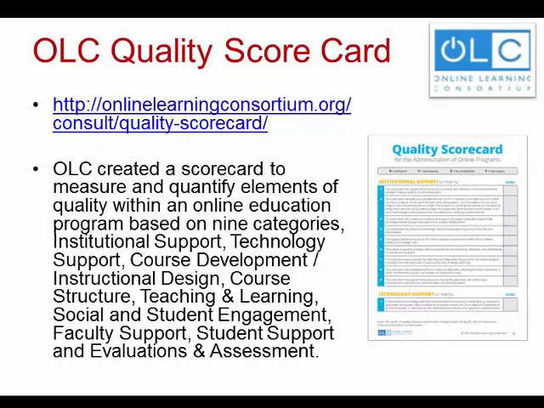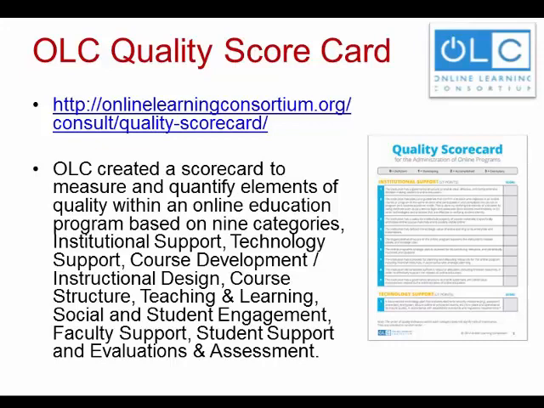Let's look at this. The scorecard is used to measure and quantify elements of quality within an online education program, and it is based on 9 categories. Some of the rubrics that I'm going to show you today may not be at the course level. It might be at the program level or even at the institution level, so take it and apply it as you see fit. Some rubrics are going to be at the course level, which might be appropriate for those of you who are teaching online, but some of these are at a higher level, the program level, on how you can increase quality in online learning.